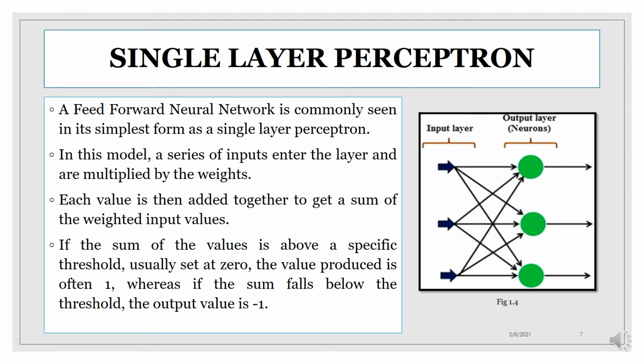A feed forward neural network is commonly seen in its simplest form, the single layer perceptron. Why the simplest form? Because it does not have many layers. The output values are 1 or -1. If the sum of values is above a specific threshold, usually set at 0, then the value produced is 1, whereas if the sum falls below the threshold, the output is -1. It is very simple because it gives values in the form of 0, 1 or -1. So it is in binary format. That's the reason it is very simple.